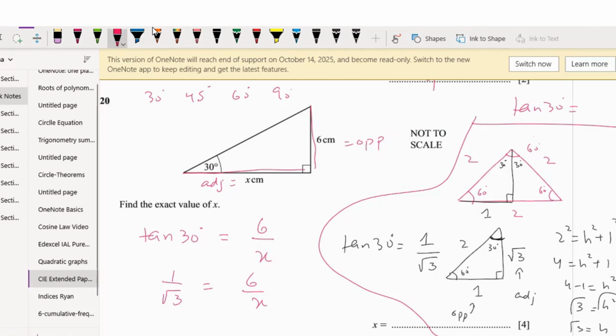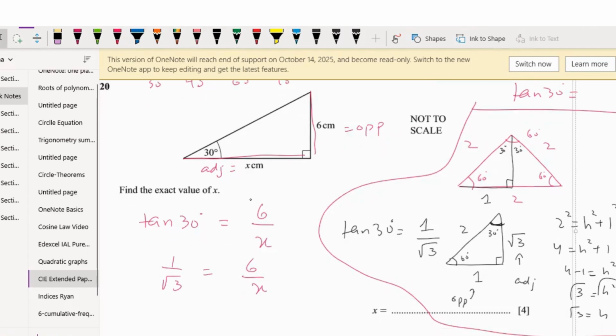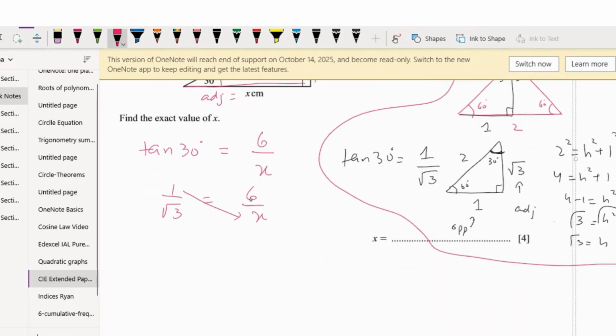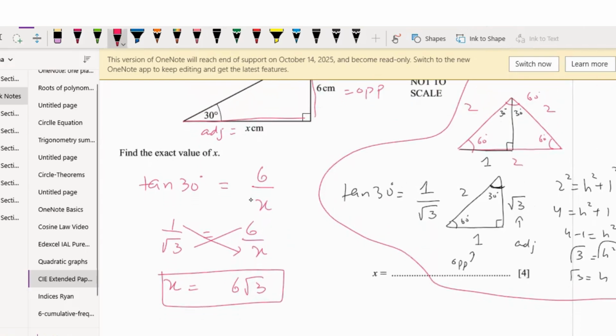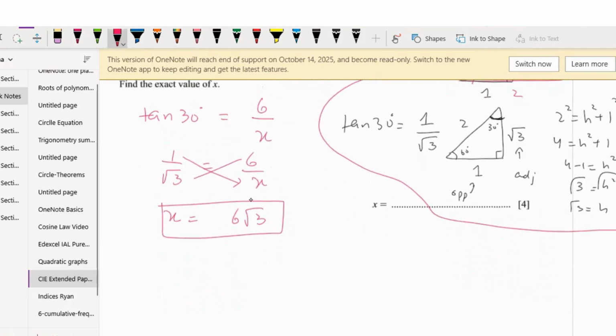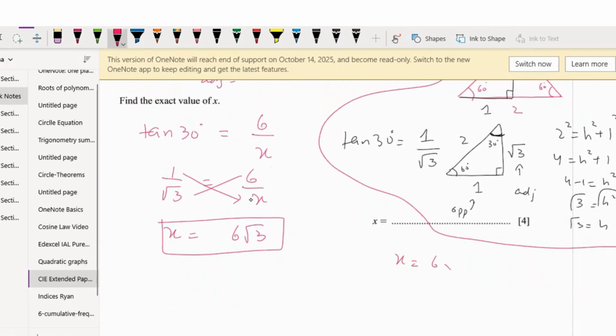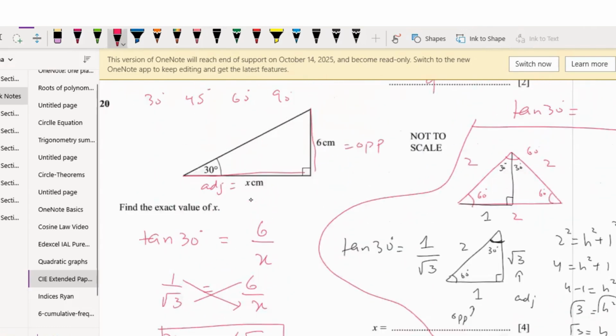So now we cross multiply to get x. That will become x times 1, which is x, equal to 6 times root 3, which is 6 root 3. So that is your x value, 6 root 3. The exact value of x is 6 root 3 centimeters, and this is a 4 marks question.